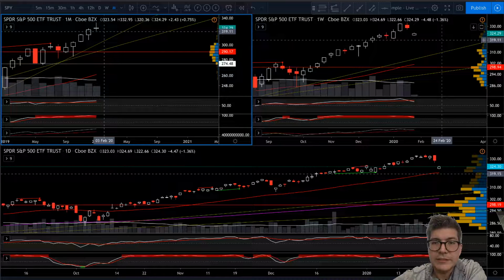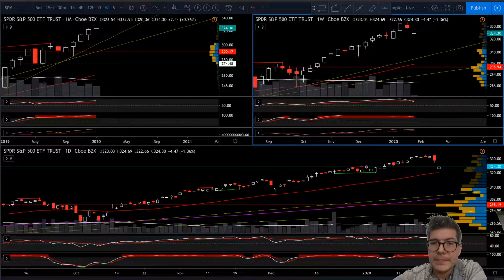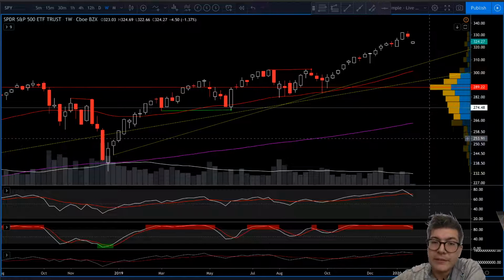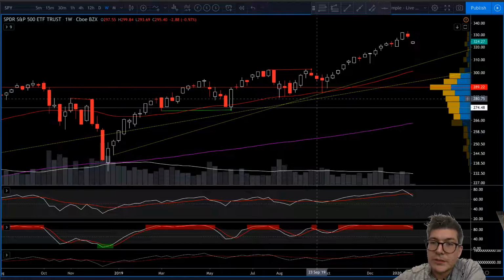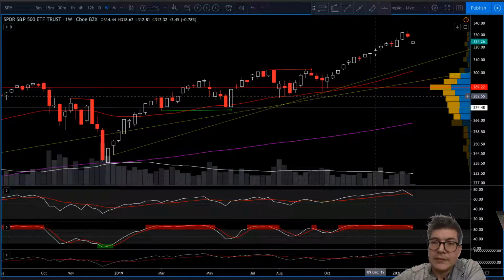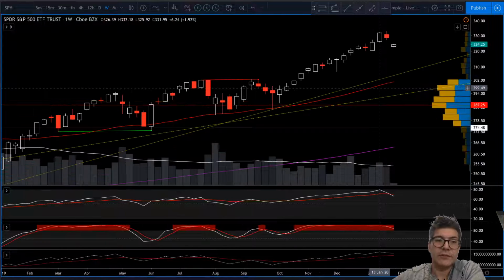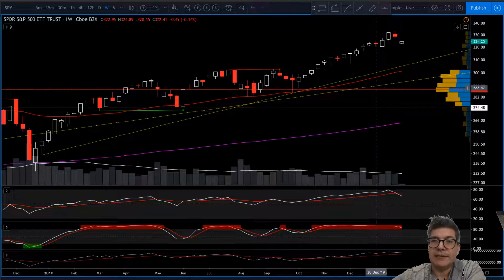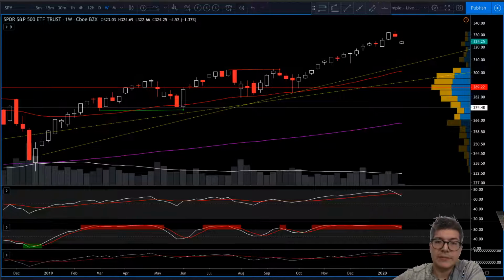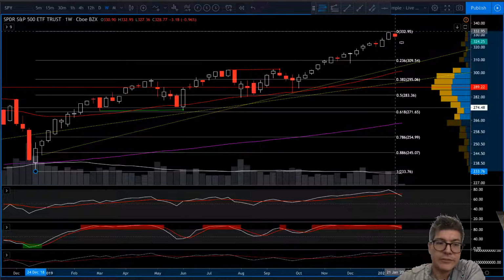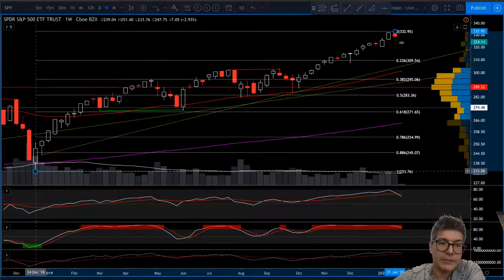So on the weekly, you can still tell that it's on a pretty darn good uptrend here. At this point, what we could do is draw some Fibonacci and see if we have any concerns here. This is going back all the way to December of 2018. So it's pretty far back on a weekly.